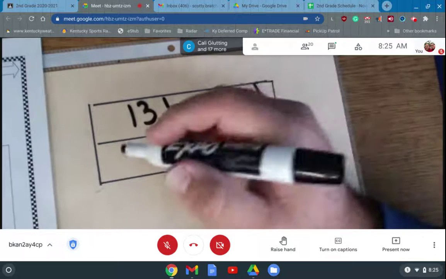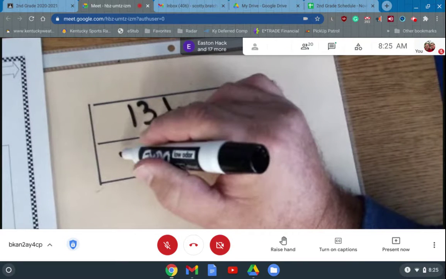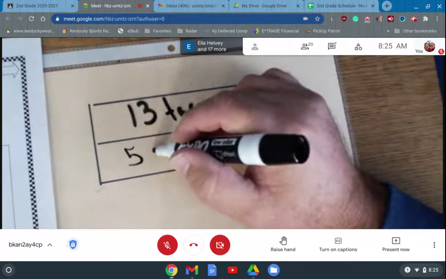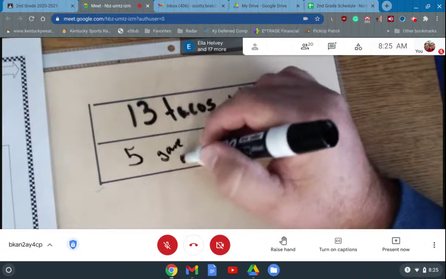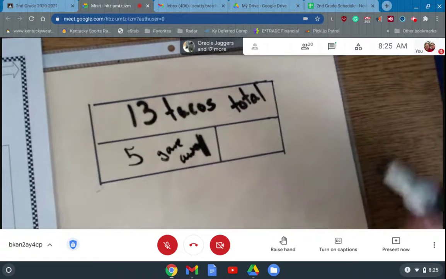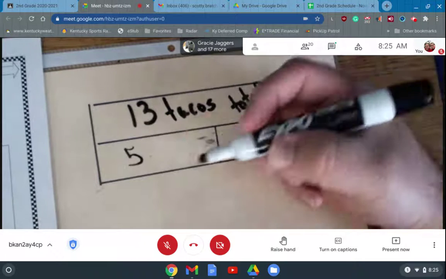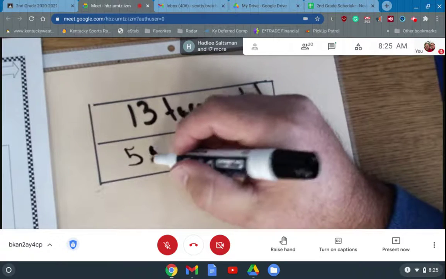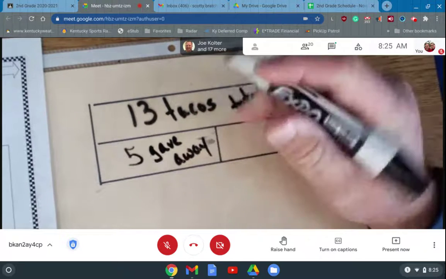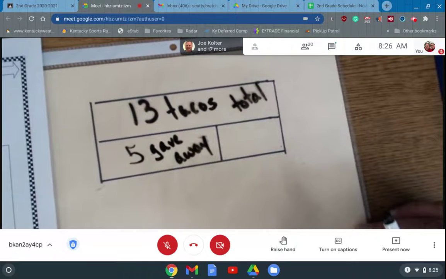All right. So I'm going to say that he has, I'm going to put 5 right here. And I'm just going to say that he gave away. That didn't write very good, so let me try to write it a little bit better. All right, those are the 5 tacos he gave away.